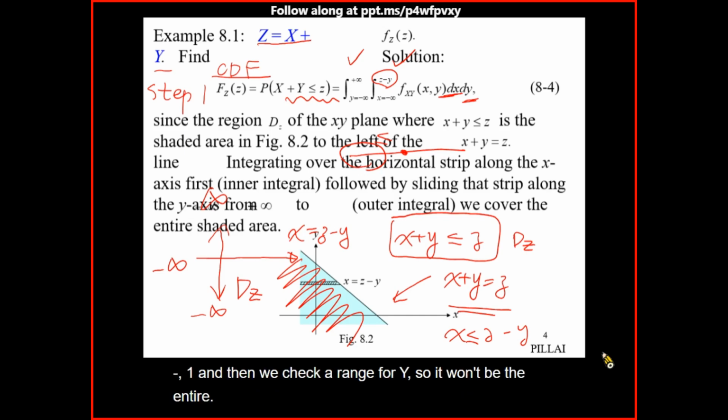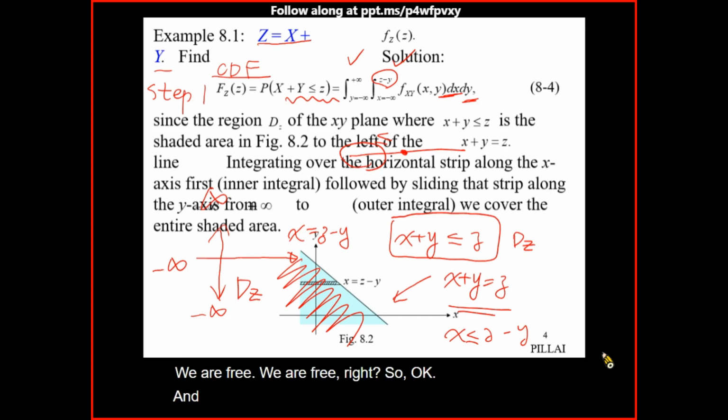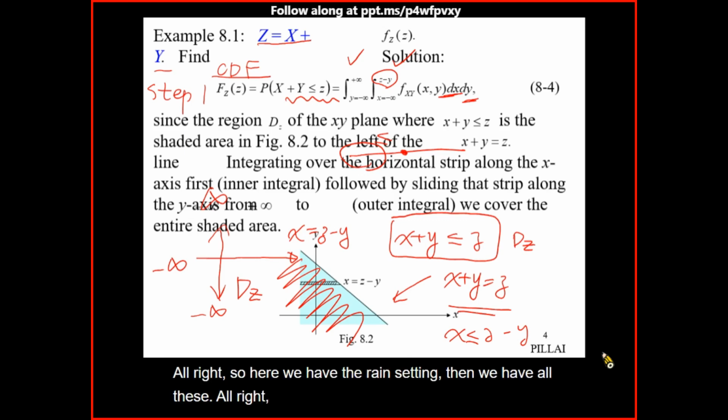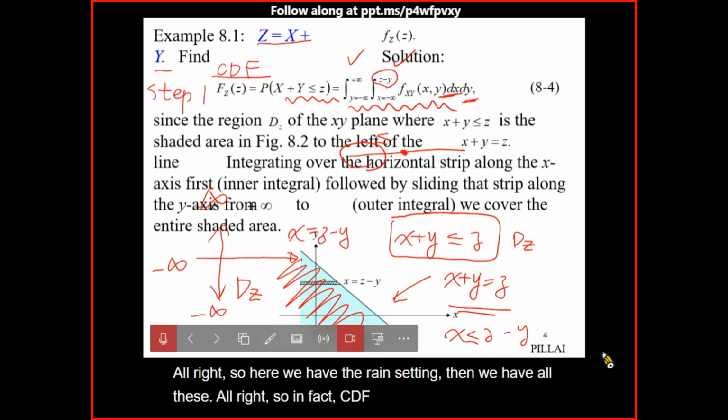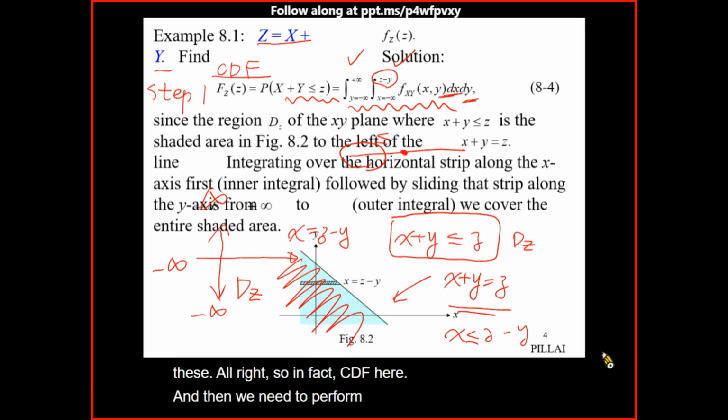About the second, any questions? So let me check. Oh, we're free, right? Okay, good. And Alice, okay? Sure, thank you. And Kevin? Again for you. All right, so here we have the range setting, then we have all of these. So in fact, that gives the CDF here. And then we need to perform differentiation. Perform differentiation, then how to do?